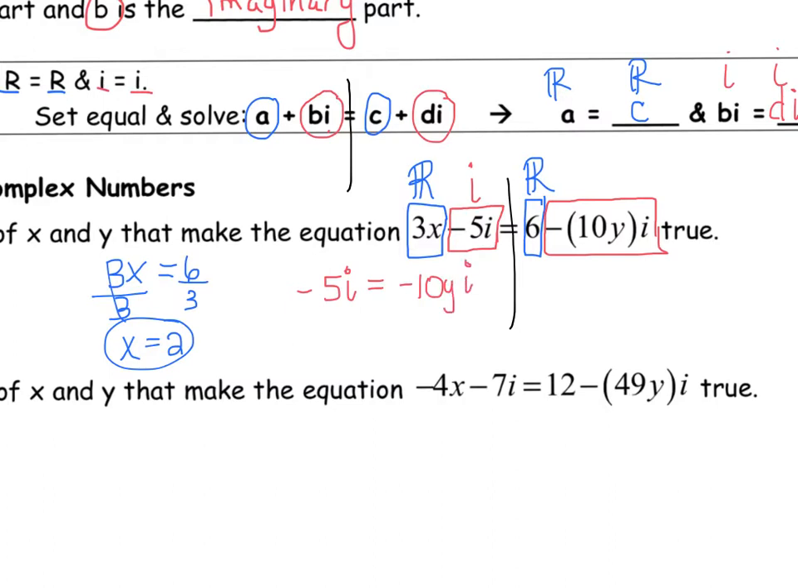The first thing we're going to do is get rid of the i's because they're on both sides. So they're both gone, and now we just have to solve for y. The negative 10 is next to the y, so let's divide both sides by negative 10. And negative 5 divided by negative 10 is positive 1/2.